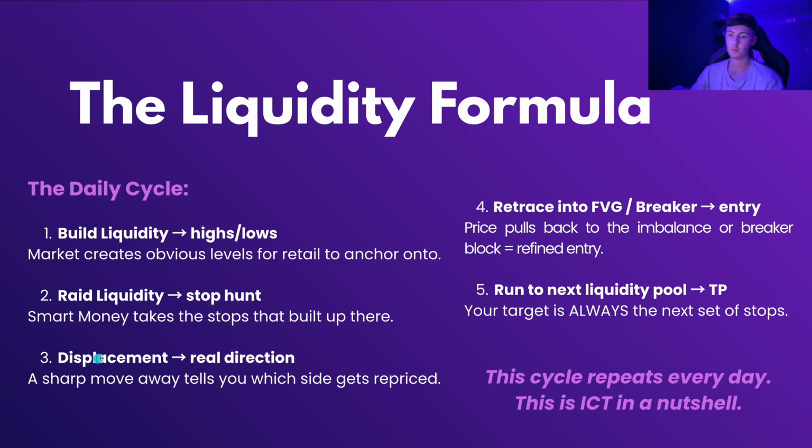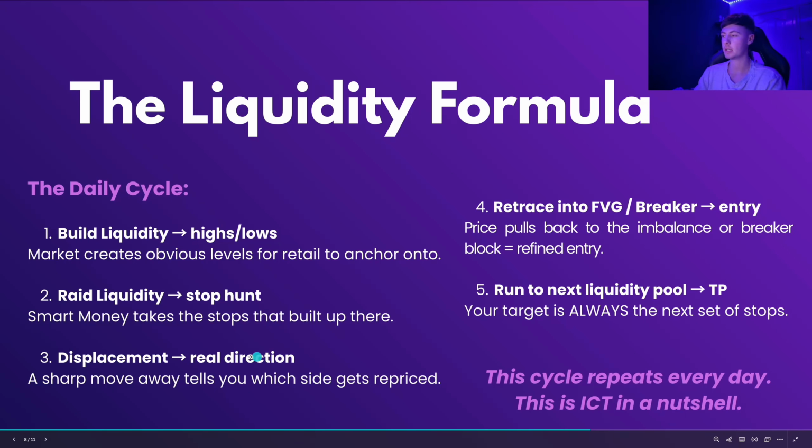Okay, so number three, we are looking for a displacement only after price has raided liquidity. So for example, the market makes a London low and now we're trading inside of the New York session. Price raids that London low and then quickly snaps back up in the opposing direction. So we've been seeing sell side delivery. London low gets taken. Now we're seeing that displacement to the upside.